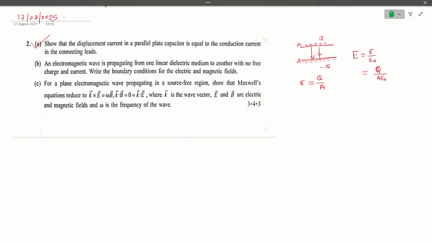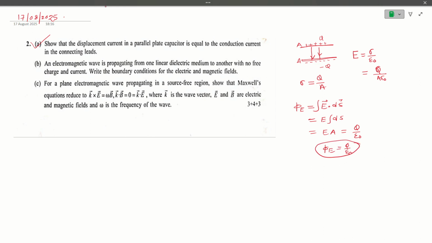From Gauss law we can write the electric flux phi E is nothing but the surface integral of E dot dS. Since the surface area vector is perpendicular to the surface, and the electric field is also perpendicular to the surface, E dot dS will be E dS. E is constant here and area is A, so E times A equals q by epsilon naught. So the flux is nothing but q divided by epsilon naught.